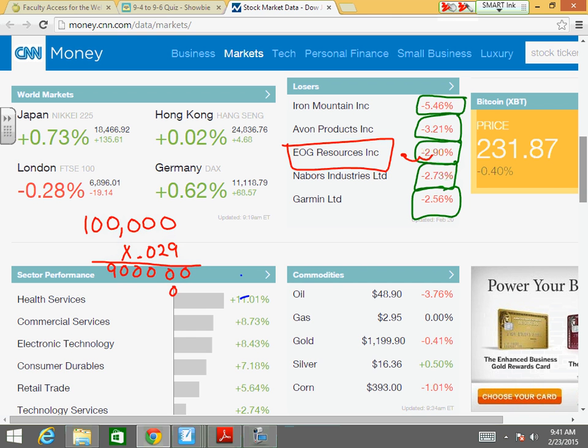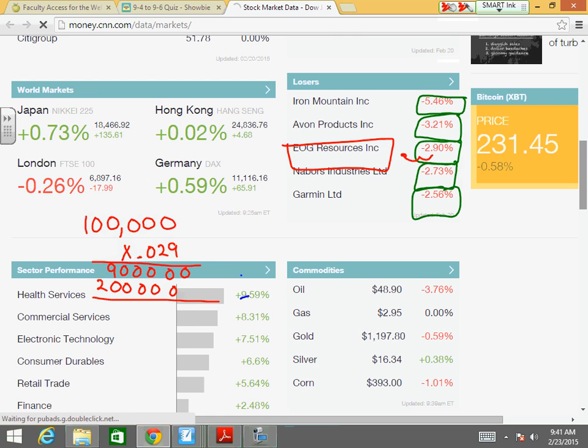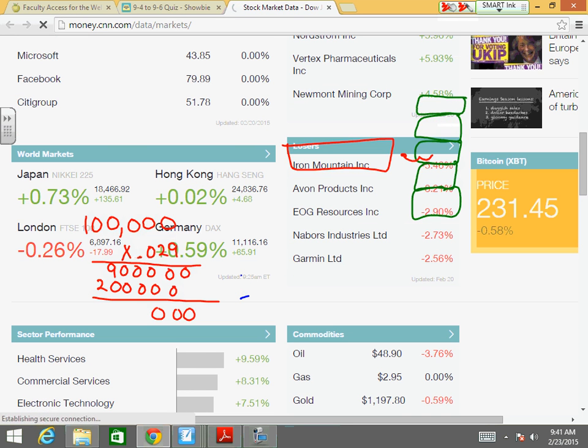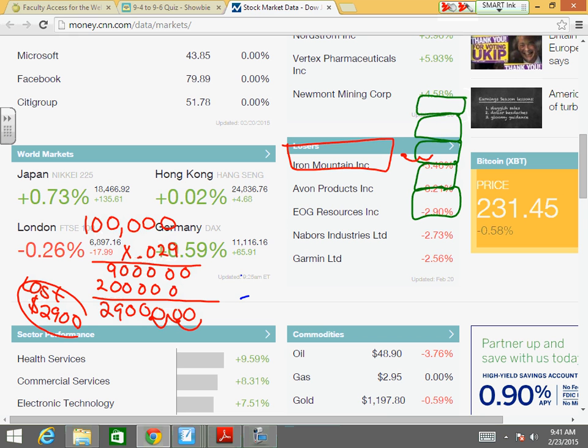0.00009. 0.000. We got 5.02. So this is, and then we don't have to worry about that other zero. So we've got 0.0000092. We've got 1, 2, 3. Guys, guess what? You lost $2,900 on that investment.